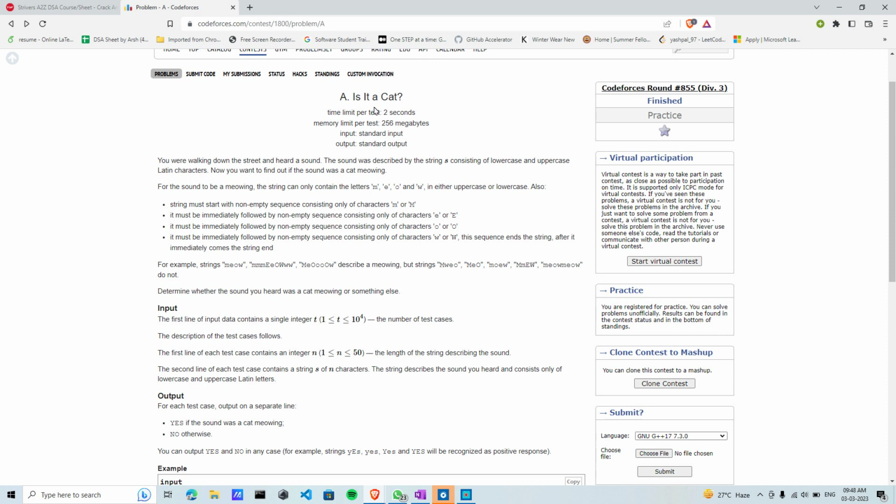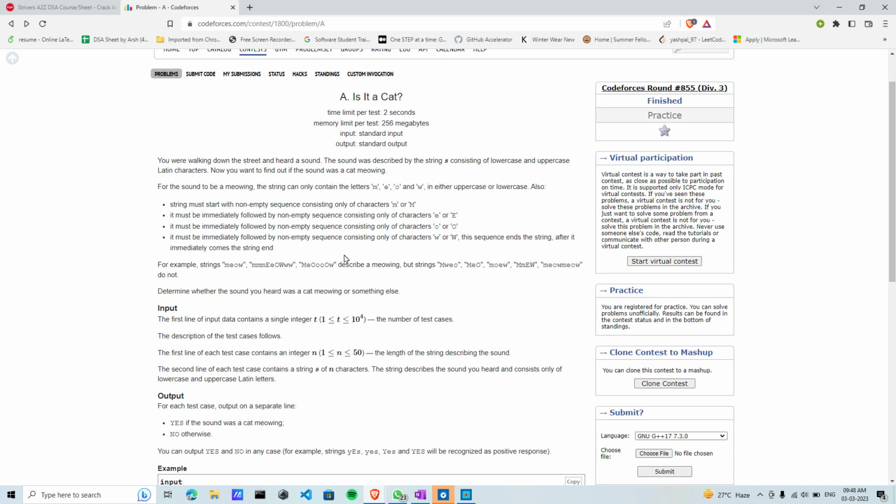Today we will be solving the problem, is it a cat? It is problem A in Codeforces Round 855 Division 3. I am expecting you have read the problem statement, because it is a lengthy and quite confusing problem statement. So you must read it twice or thrice.